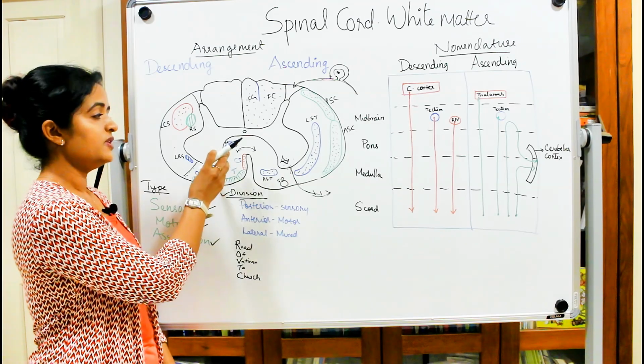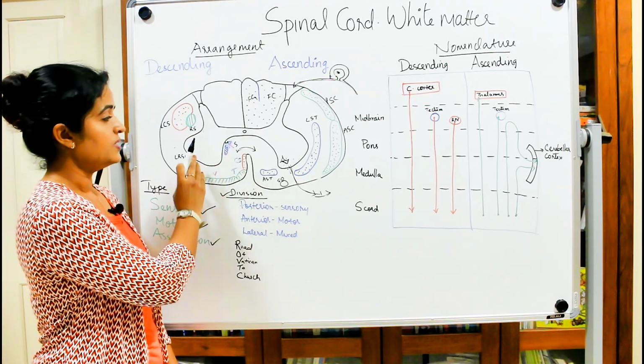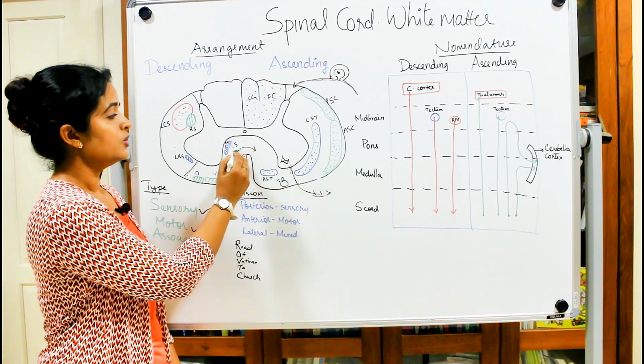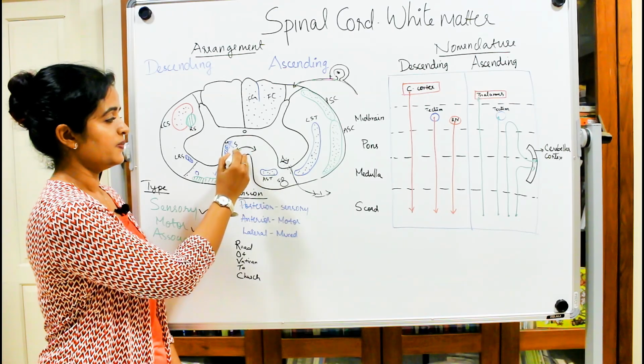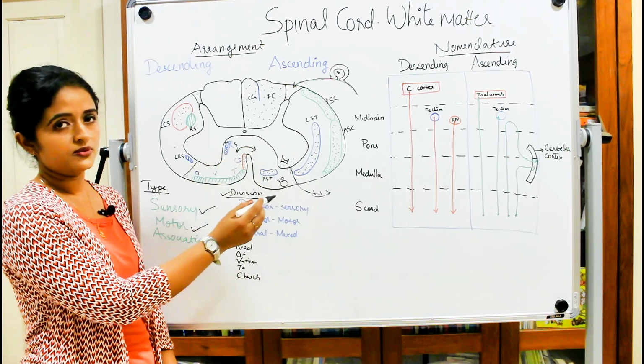The peculiarity of this anterior column of spinal cord is that the anterior column on one side will be communicating with the anterior column on the other side through the anterior commissure. Okay, so this is the commissure which connects the two anterior columns.